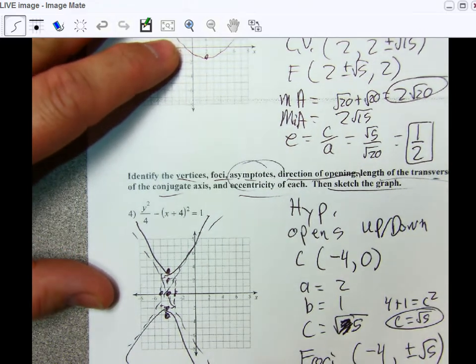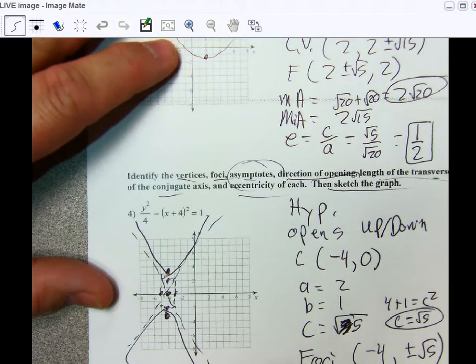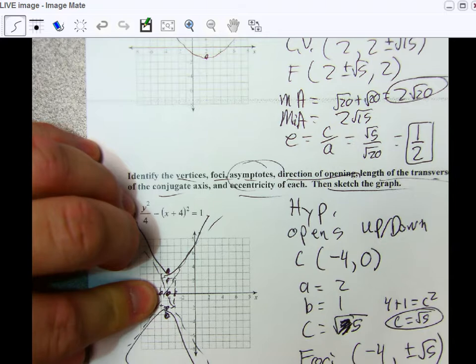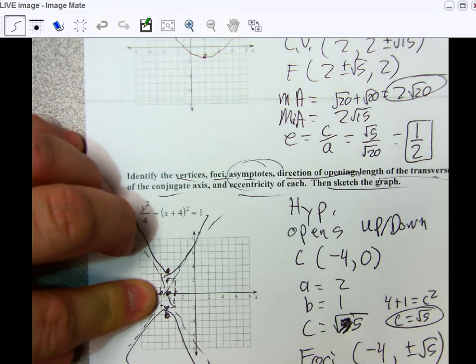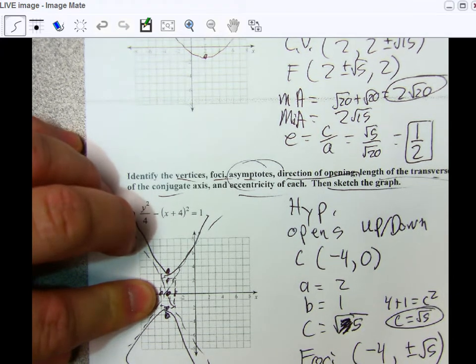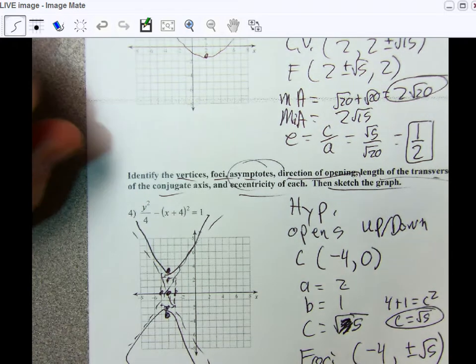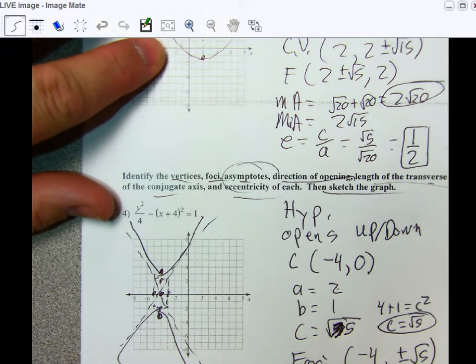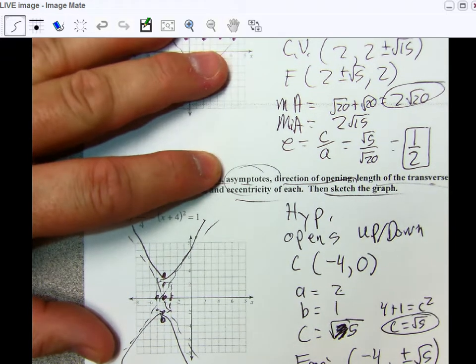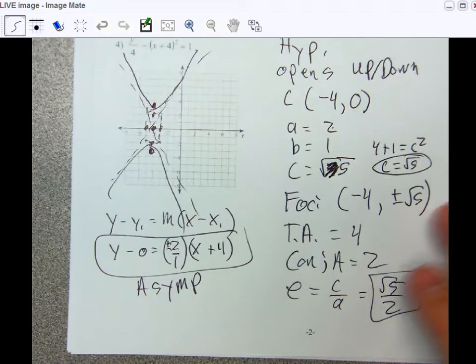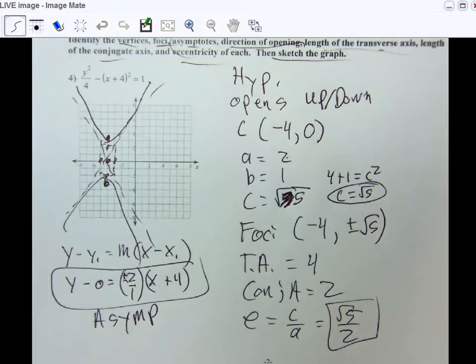Asymptotes. I need the asymptotes. Asymptotes are going to have y minus y1 equals m times x minus x1. Well, I have a center here at y minus 0, x plus 4, and they have a slope of up 2 over 1. There you go. So plus or minus 2 over 1. There are your asymptotes. Okay. So, oops, should have shown that on there.